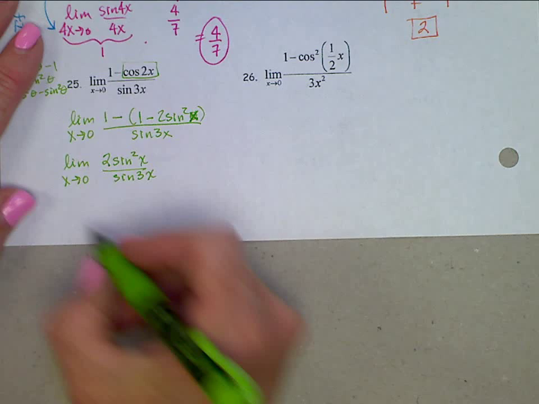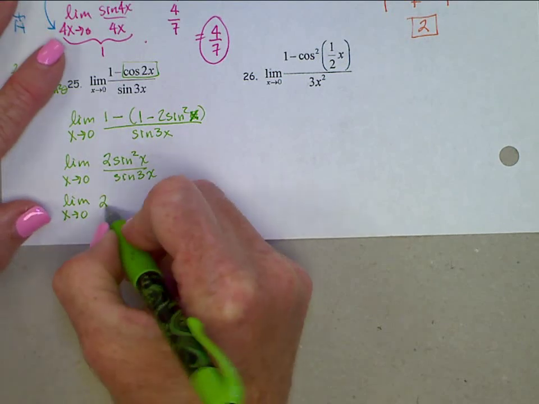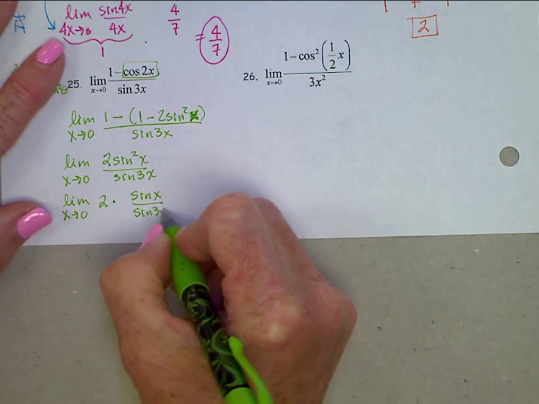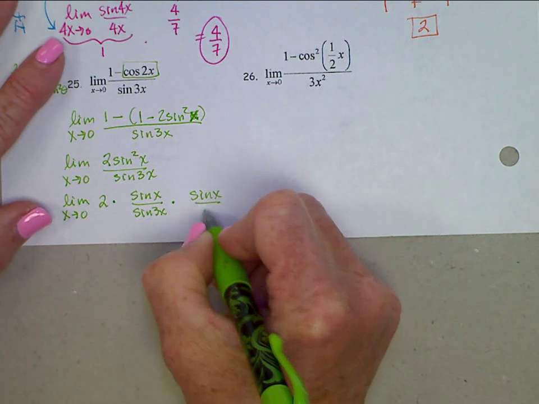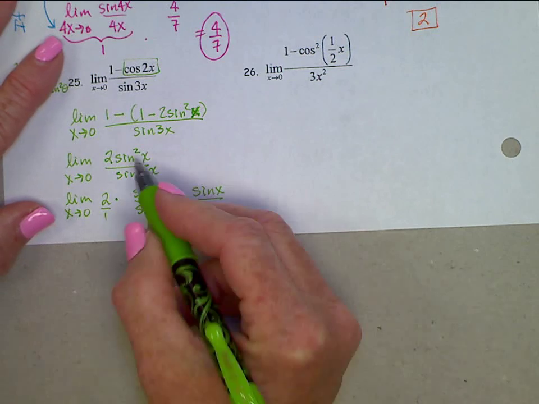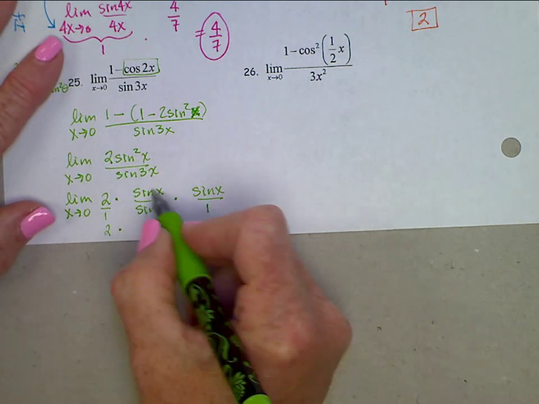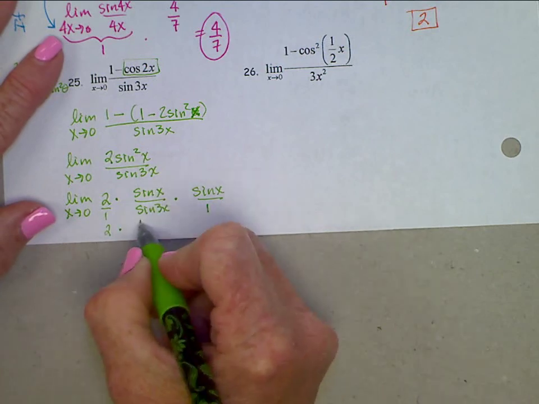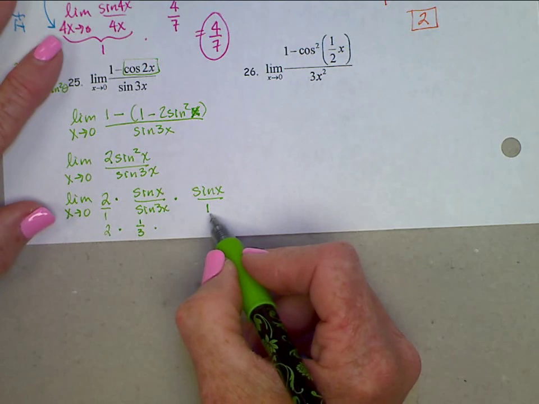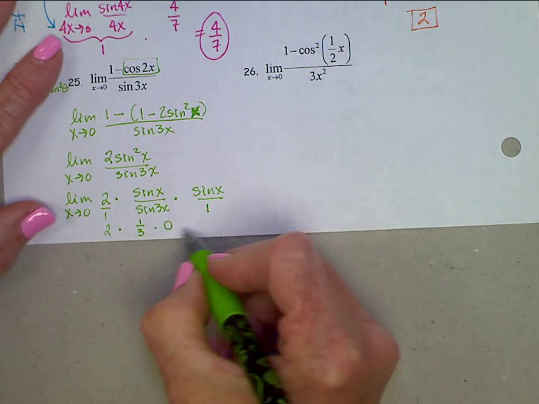Now let's separate it and do the limit as x approaches 0 of 2 times sine x over sine 3x times another sine x over 1. You just want to go back through and make sure that this multiplies together to give you what you started with. The limit of this first piece is 2. The limit of this second piece, the fraction of those coefficients on x, is 1/3, times the limit of sine x over 1, that's 0. Plug in the 0. Sine of 0 is 0. So this limit is 0.